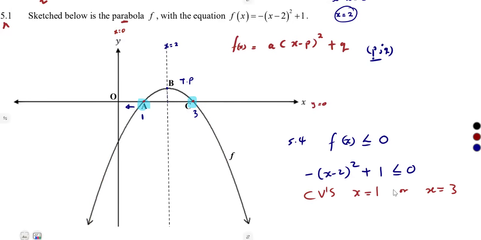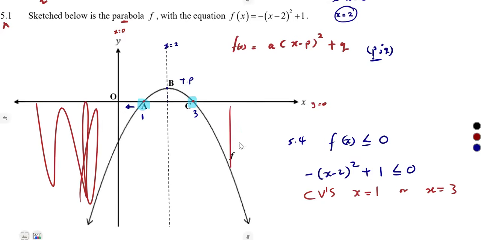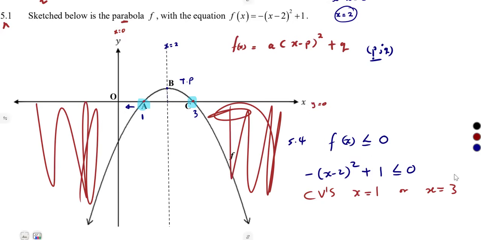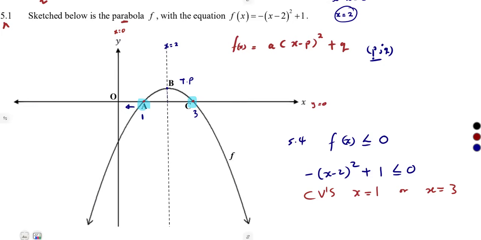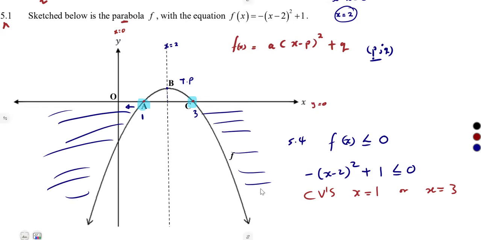So where is it that our f of x is less than or equal to 0? Remember, y is equal to 0 is what? The x-axis. So when we say less than or equal to, it is the condition when our graph is found below the x-axis. Below. So below the x-axis, it means we're talking about these values of x which are on this side and the values of x which are found on this side.